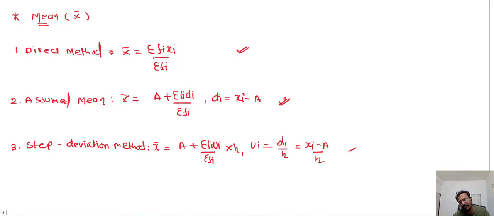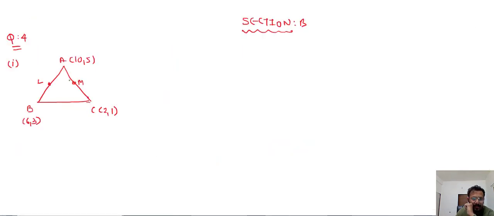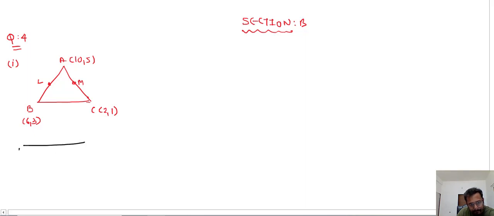Okay, in this example, the three vertices of a triangle A, B and C are given to you, and they mention L is the midpoint of AB and M is the midpoint of AC, and we want to find the coordinates of L and M. So simple, let's take the line segment AB. A is (10, 5), B is (6, 3), and here is L. To find the coordinates of midpoints is so simple. Suppose the coordinates of L are (x1, y1).